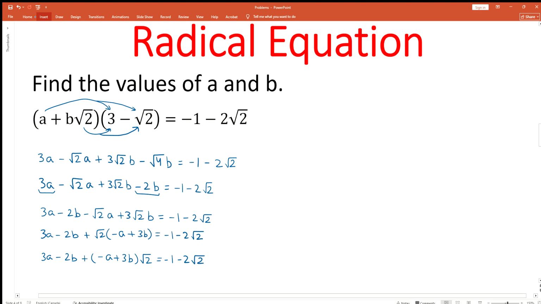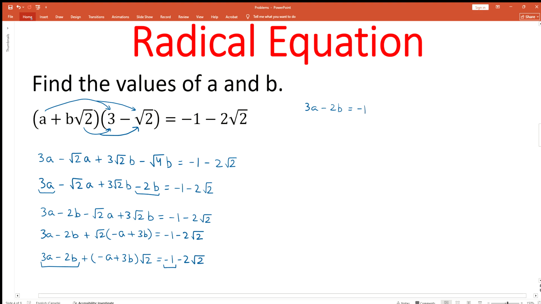Now we can use this equation to write a system of linear equations for variables a and b. We have to compare the radical terms and non-radical terms on both sides of the equation. On the left side, the non-radical terms are 3a and negative 2b. On the right side, the non-radical term is negative 1. For this equation to be true, the non-radical terms on the left side should be equal to the non-radical terms on the right side. So our first equation is 3a minus 2b equals negative 1.